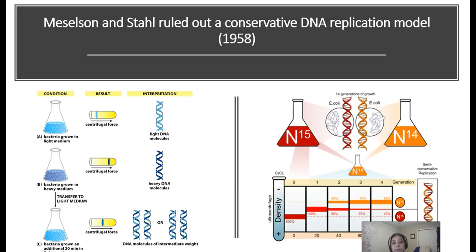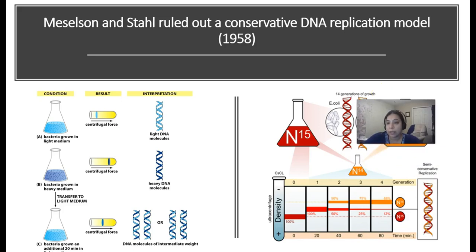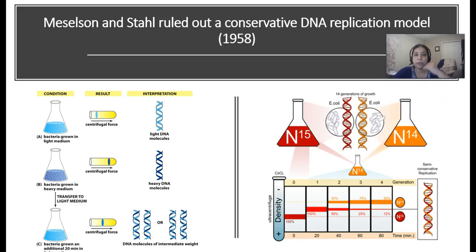This experiment was done by Meselson and Stahl, and they were running it to check these three hypotheses. With their experiment, they were able to definitively rule out the conservative DNA replication model.